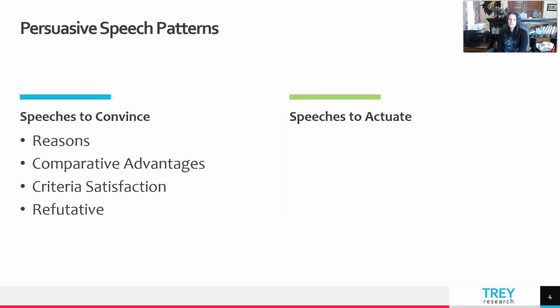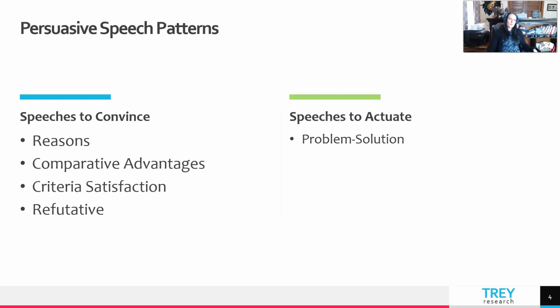Now, the next type of speeches that you'll have will be speeches to actuate. And a speech to actuate is a speech that inspires action. So that's what actuate means. So when you actuate somebody, that means you have motivated them to take some type of action. And this, for my classes, is primarily what we do.